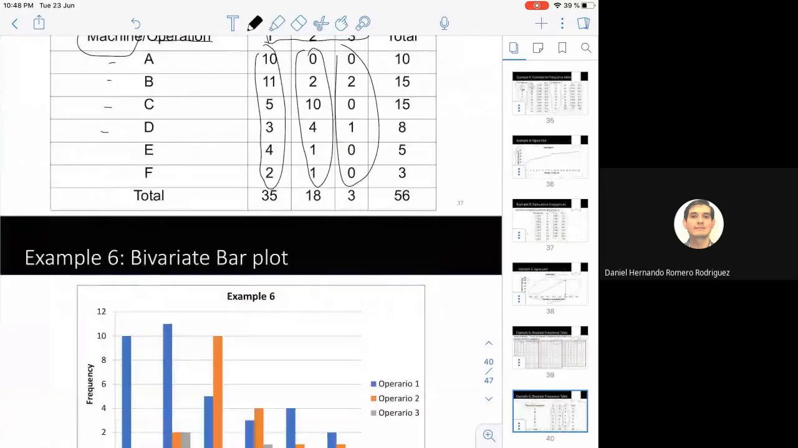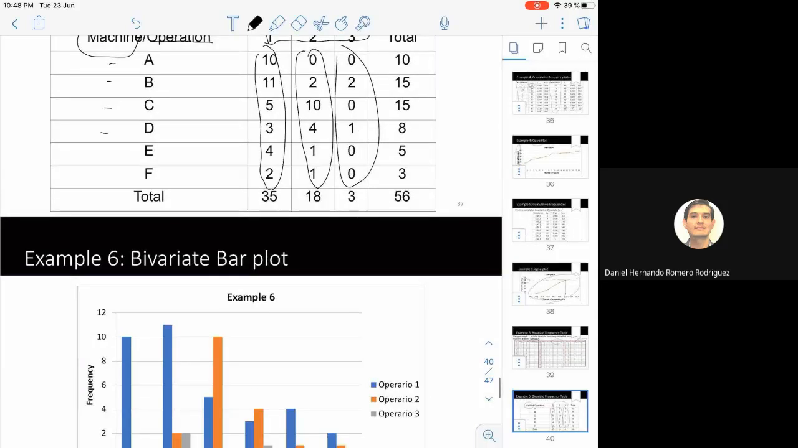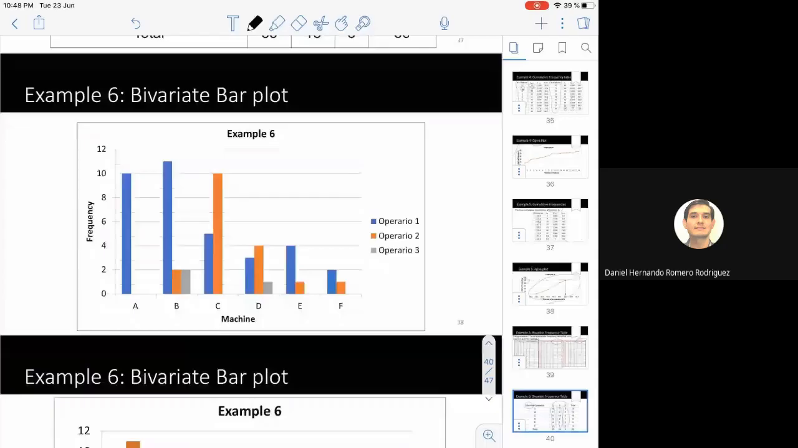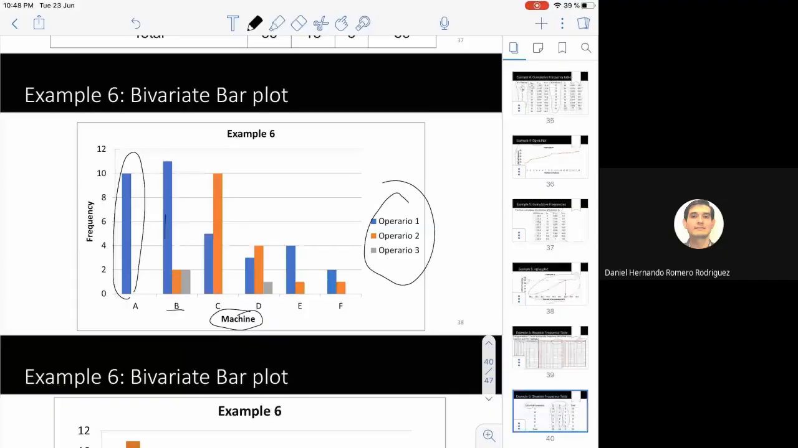Now, since we have a bivariate frequency table, we can create a bivariate bar plot. In the bivariate bar plot, we can toy around with these plots. For example, if we have the machines in the x-axis, then the operation is going to be represented by the colors. So for example, machine A was used only in operation number 1. We don't have machine A in operations 2 and 3. Machine B, on the other hand, was used in the three operations, so we have the three colors, the three bars. Machine C was used in two operations, operation 1 and 2. And we can keep going with the analysis.